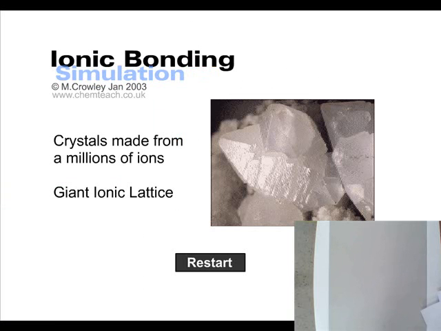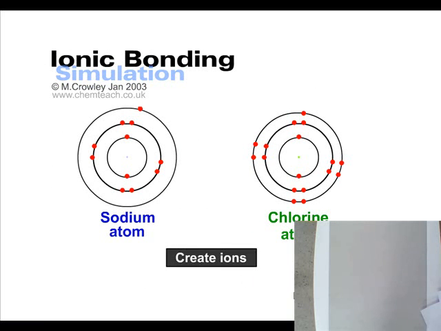So how does that work? Well, let's take a look right now at it. A crystal is made up of millions of ions. It's one ginormous ionic lattice. Now what does that mean?